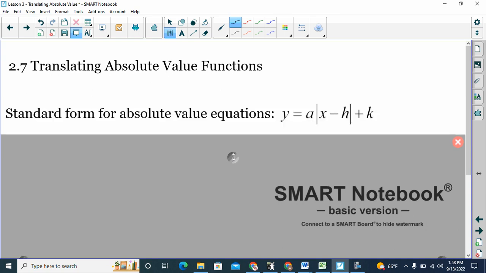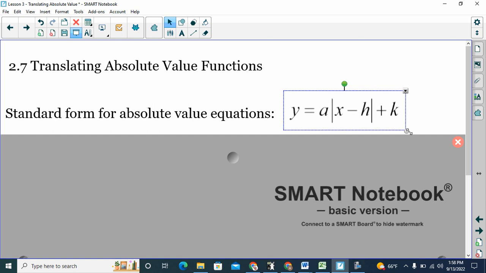So the standard form for an absolute value equation, and it has to be in this form in order to translate it, is y equals a times the absolute value of x minus h plus k.